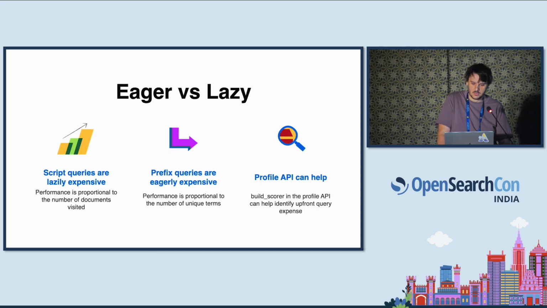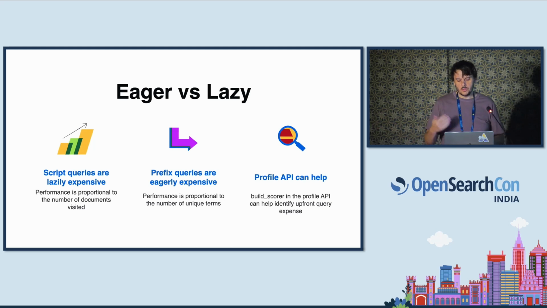So what's going on there? This is where there are different types of expensive queries. I like to break them down into eagerly expensive queries and lazily expensive queries. A script query is a lazily expensive query. It is expensive to compute, but only for each document that it has to consider. However, a prefix query is an eagerly expensive query. It has to do a bunch of upfront work to identify the terms that match that prefix. So it's looking through that dictionary and its inverted index and finding all the terms that match. And then after that, it's actually fairly efficient.